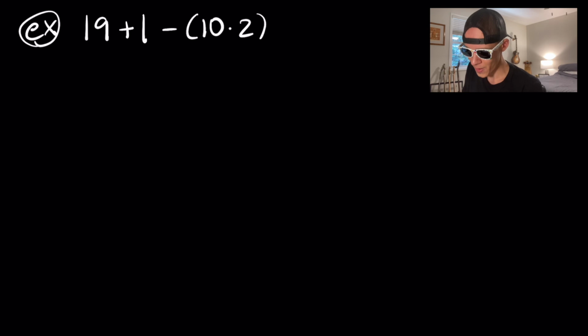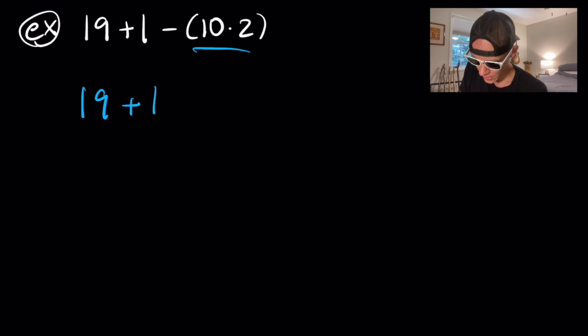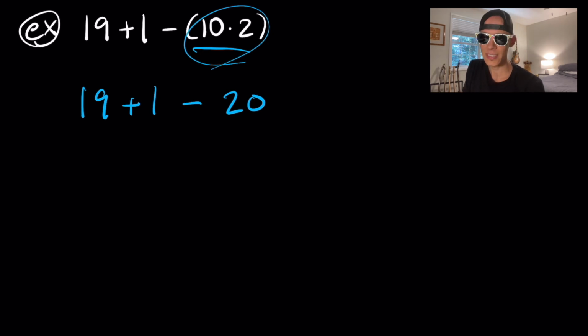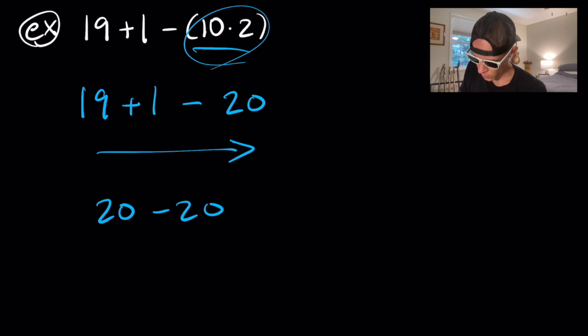(19 plus 1) minus 10 times 2. So I'll do what's inside the parentheses first. So bring down everything else. 19 plus 1 is 20, minus 10 times 2. And once I do everything in the parentheses, they go away. All right, so now I just got addition and subtraction, so I'll just go left to right. 19 plus 1 is 20, and then minus 20 is going to give us 0.